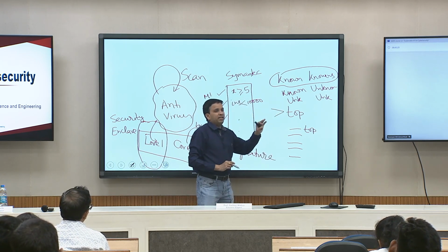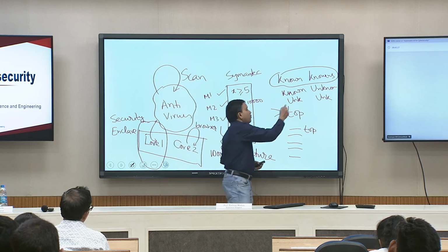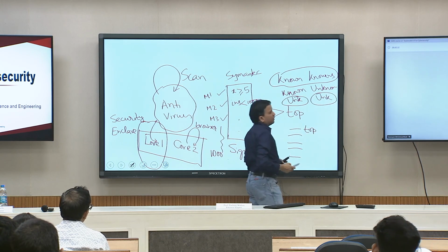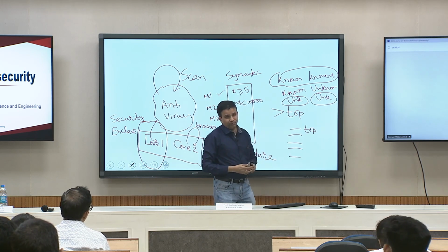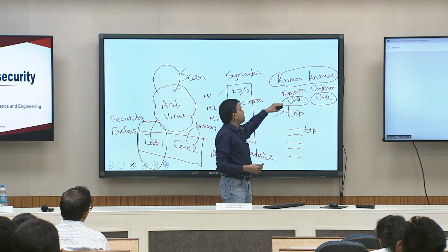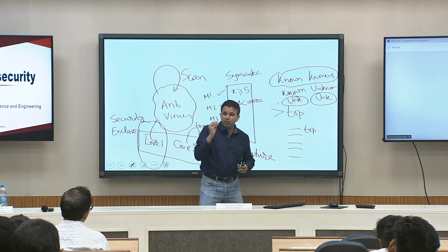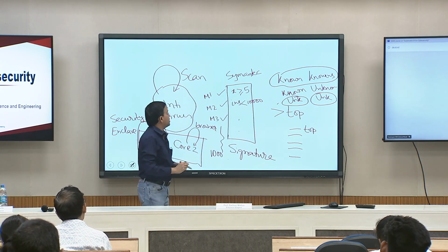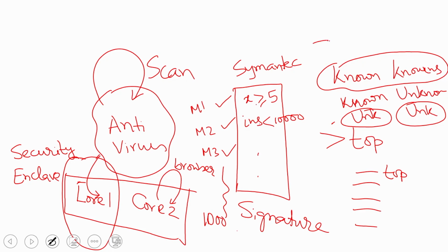An unknown unknown is basically when I do not know what software or malware it is, and I do not know what it is going to do. This is also known as 0-day malware. It is a new malware that just came in, also known as, let me write it out, 0-day malware. 0-day meaning that is the first day anybody ever heard about it.